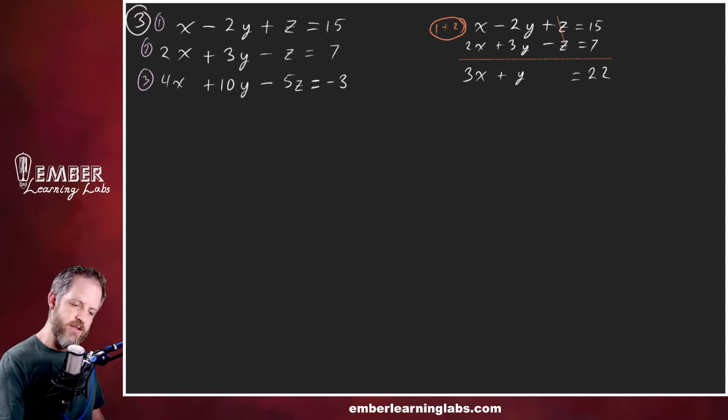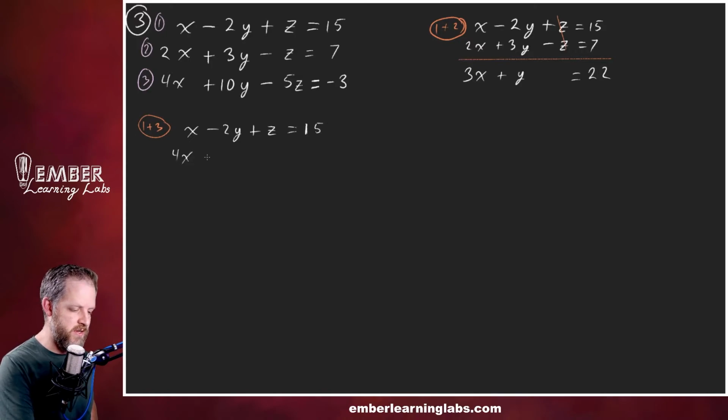So now let's look at equations 1 and 3. And we're still going to eliminate the z's. You have to eliminate the same variable or else they're not going to mesh up in a minute. So let's put 1 and 3 together. x minus 2y plus z equals 15. And 3 is 4x plus 10y minus 5z equals -3.